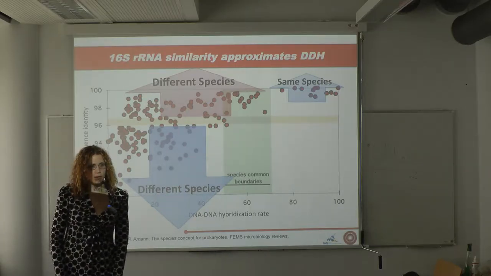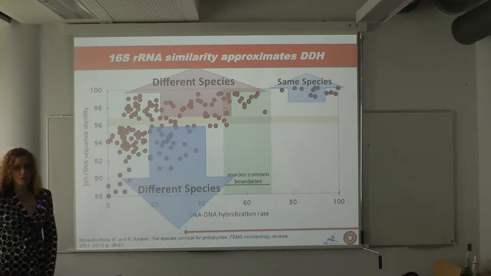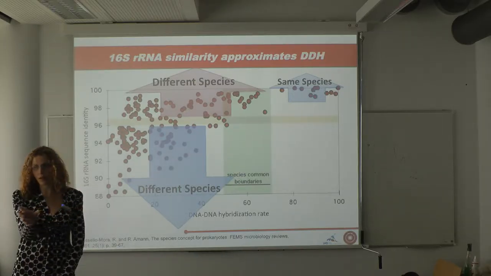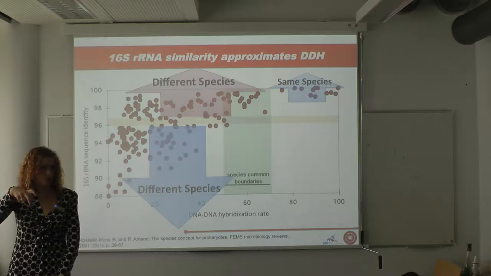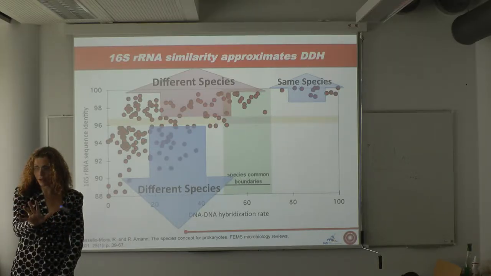And everybody went to town because it's fairly easy to get this 16S RNA. You can design primers, DNA primers, to fish them out of the pool of organisms, right? Is everyone okay with that?